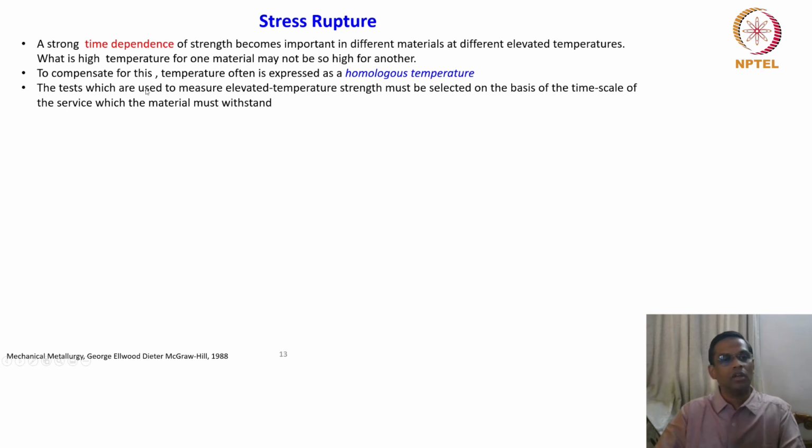The tests which are used to measure elevated temperature strength must be selected on the basis of the time scale of the service which the material must withstand. We just looked at a few examples, like a turbine blade in a jet engine and boiler tubes, and we looked at rocket and jet components and so on.